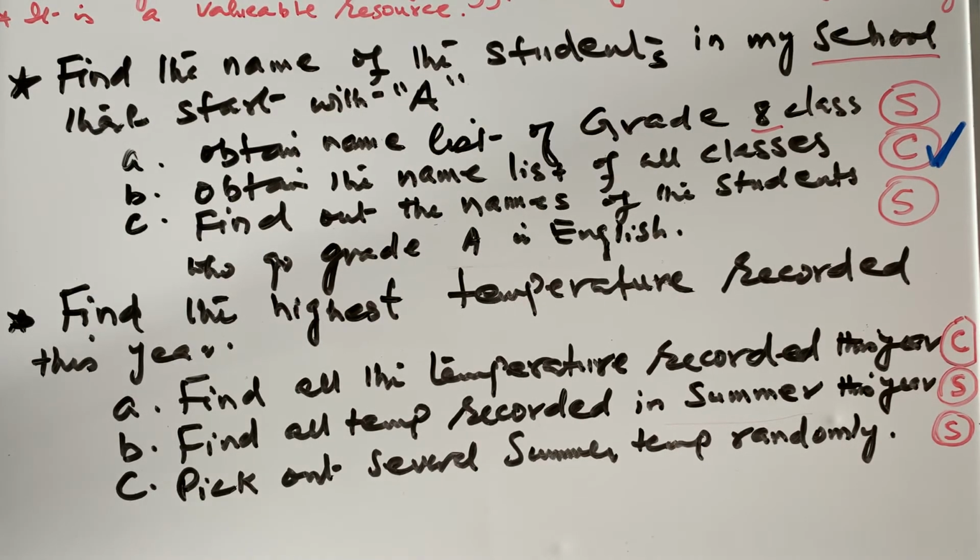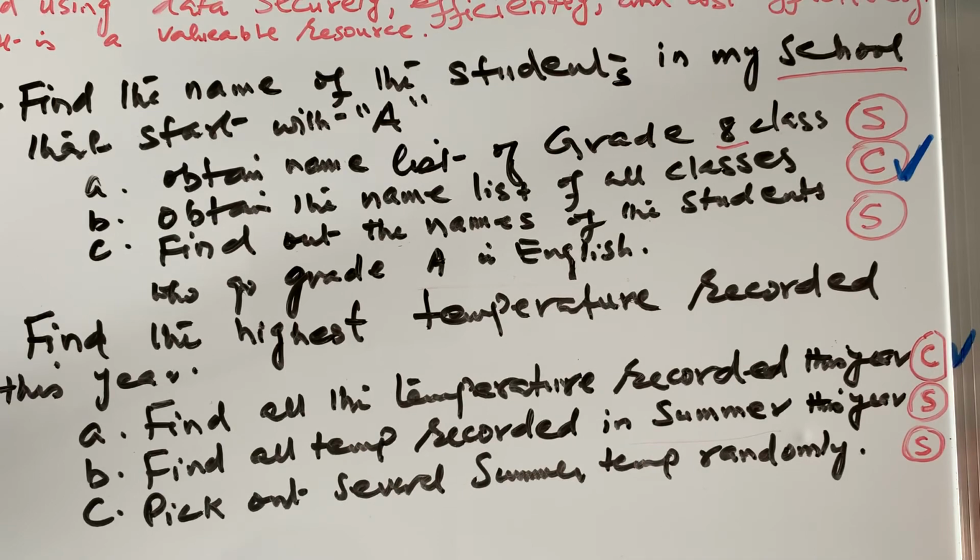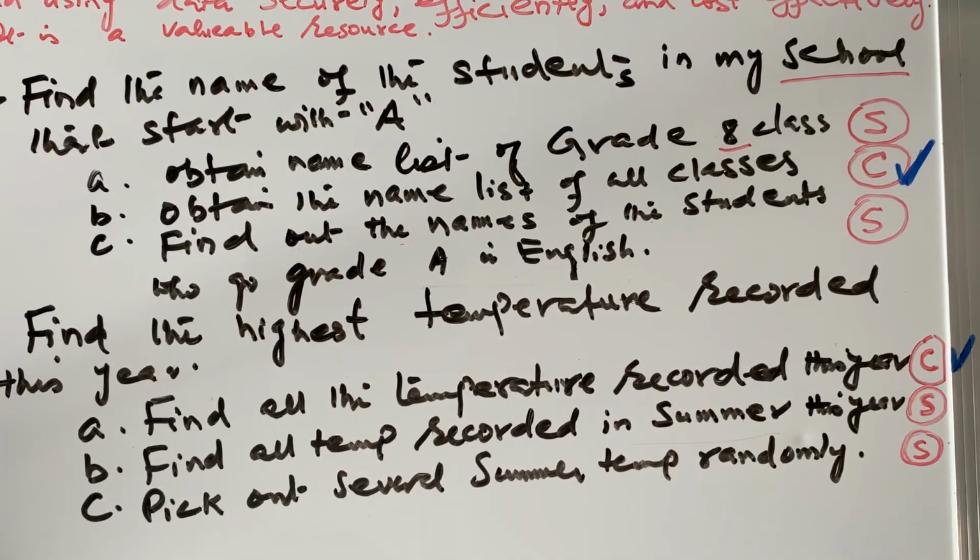In the second question, find the highest temperature recorded this year. What is the best thing? How can we do it? Somebody is doing A, B, C, but the best way to get the highest temperature recorded this year is census, right? So this is the best way to get it. C, census. So this way, we are just starting and introducing the data management chapter for grade 8.